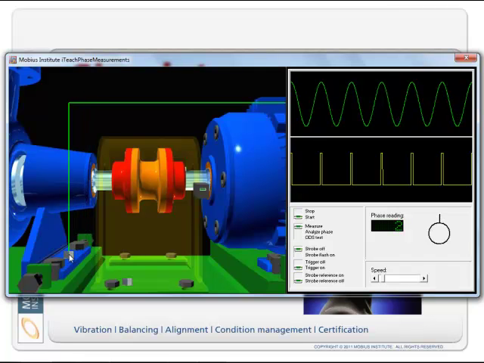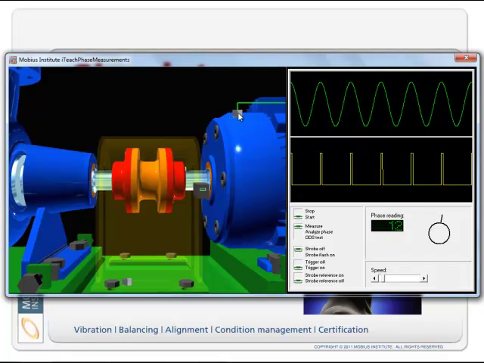So this is how the single channel vibration phase works. I have the tachometer connected to the tach input of my analyzer. I have the vibration sensor into channel one, or the only channel of the analyzer. And this is what I get.